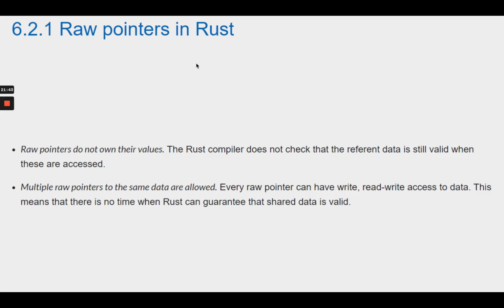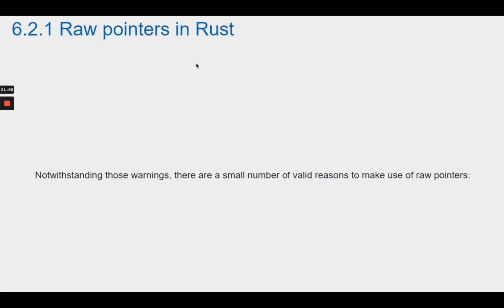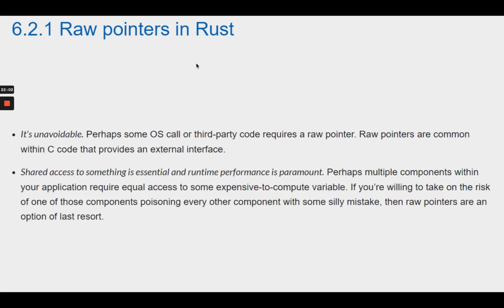Multiple raw pointers to the same data are allowed. Every raw pointer can have read-write access to data. This means there is no time when Rust can guarantee that shared data is valid. Notwithstanding those warnings, there are a small number of valid reasons to make use of raw pointers.